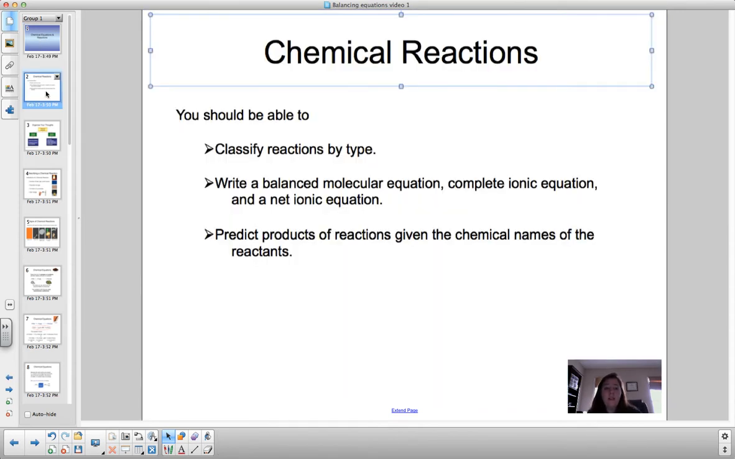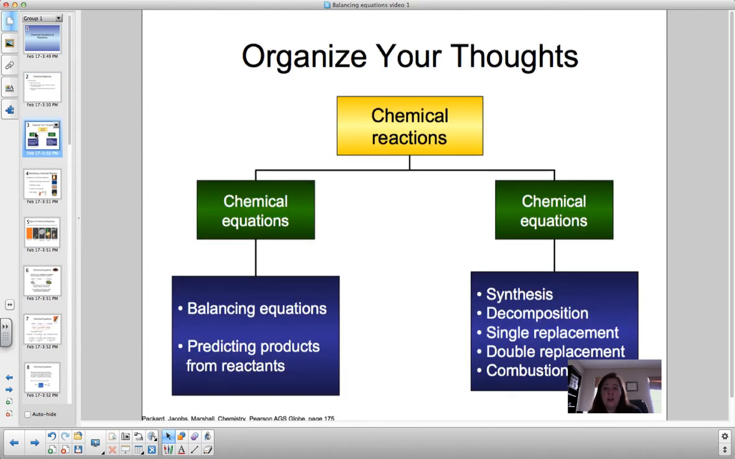So after this unit, I hope that you will be able to classify reactions by type, also write a balanced molecular equation, complete an ionic equation and a net ionic equation, and predict the products of reactions given the chemical names of each reactant. Okay, to do that, let's start off with a little bit of an organizational chart here.